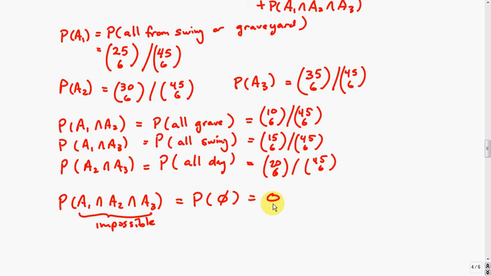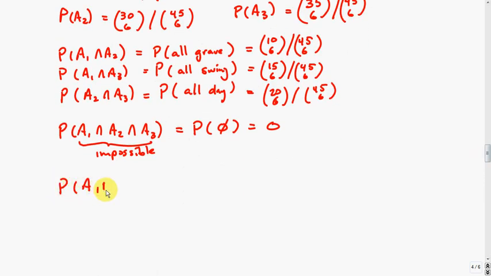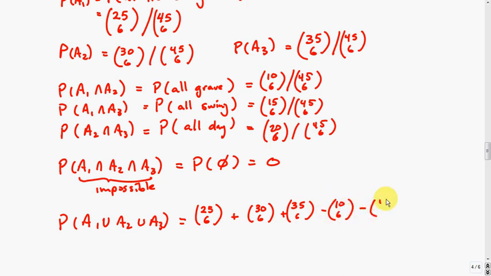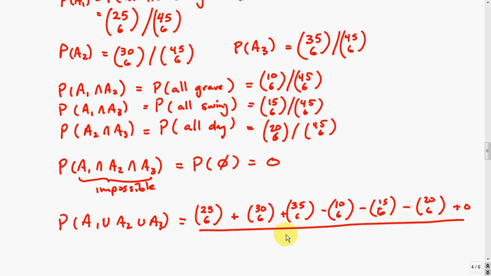So we're ready to put all these things together now. So the probability of A1 or A2 or A3 is going to be 25 choose 6 plus 30 choose 6 plus 35 choose 6 minus 10 choose 6 minus 15 choose 6 minus 20 choose 6 plus 0 all over 45 choose 6.